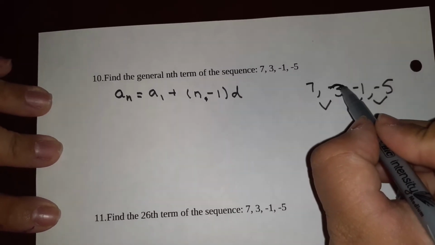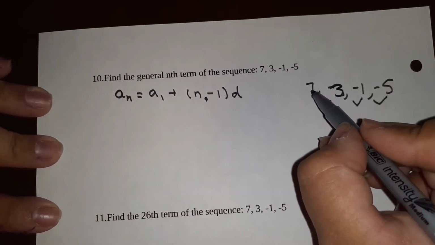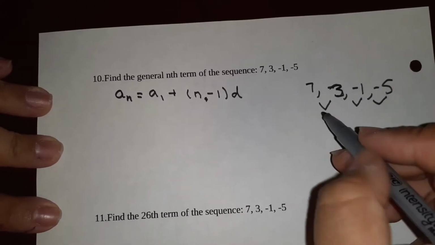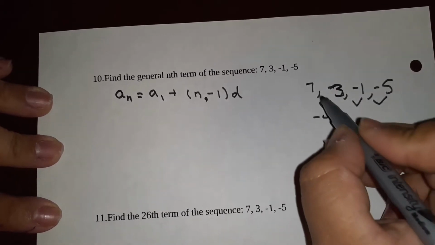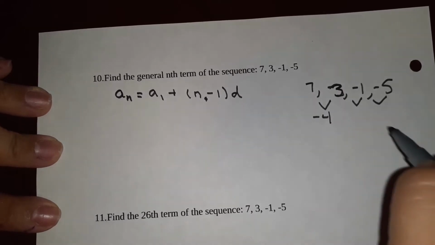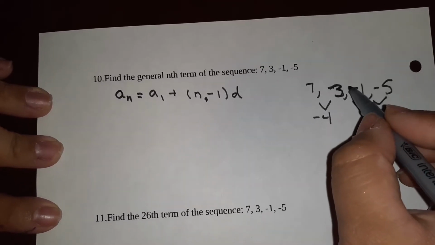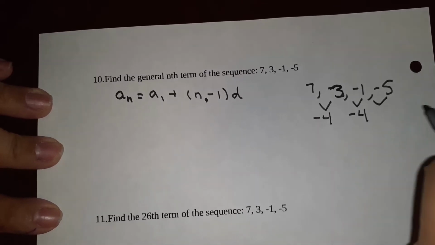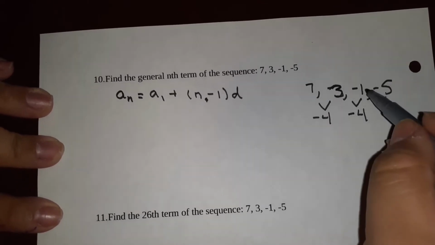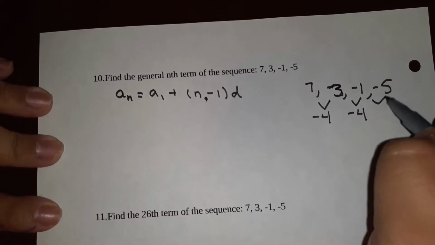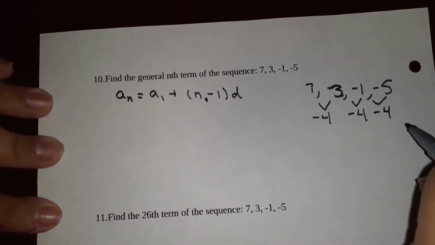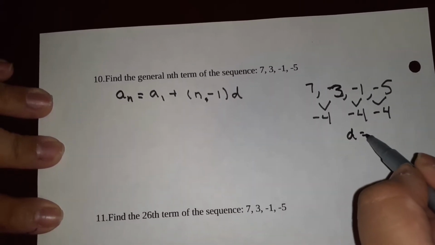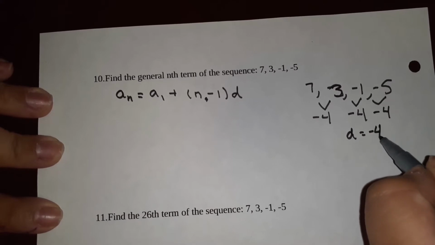Okay. And we're going to ask ourselves, how do we get from 7 to 3? Well, you take away 4. 7 minus 4 will give you 3. And how do you get from 3 to negative 1? Surprise, surprise, you take away 4. And how do you get from negative 1 to negative 5? Again, you take away 4. So I know that my d is going to be negative 4.